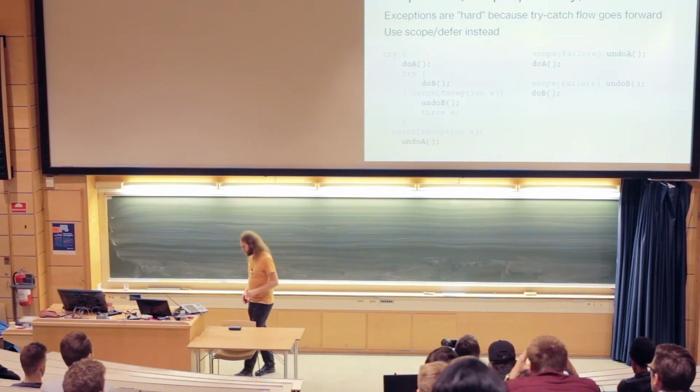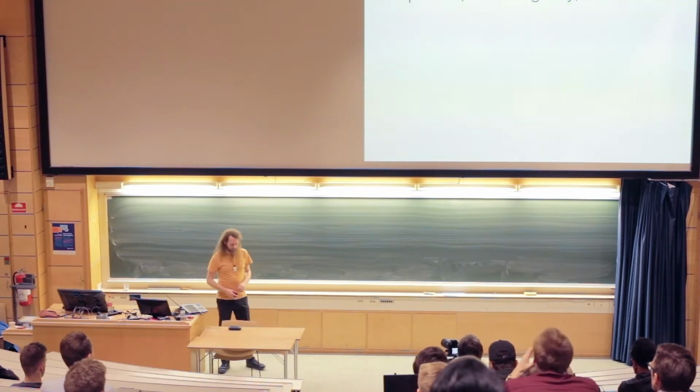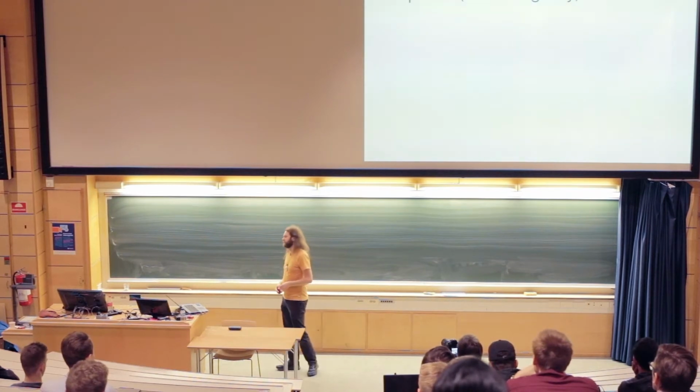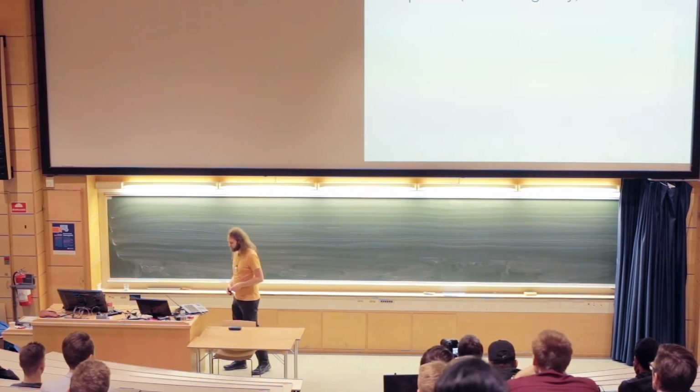This is how you deal with exceptions. You want the control flow to go in the same direction as the data flow. The data flow is bubbling up from outside scopes, so your control flow should go in the same direction, which is backwards.